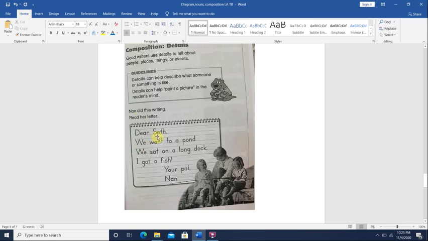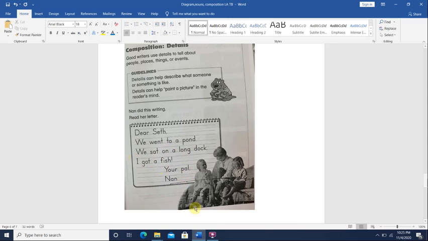So, dear Seth, we went to a pond. We sat on a long dock. I got a fish. Your pal, Nan. Okay, so Nan is telling her friend about where she went and what she did.